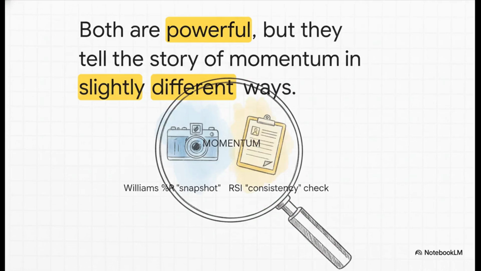So here's the bottom line. Both of these indicators are fantastic tools for measuring momentum. They're just telling the story from slightly different angles. Williams %R is your fast, sensitive snapshot of where the price is right now. RSI is your smoother, more methodical report card on how the trend has been behaving. It's not about which one is best, it's about which story you need to hear for the trade you're in.